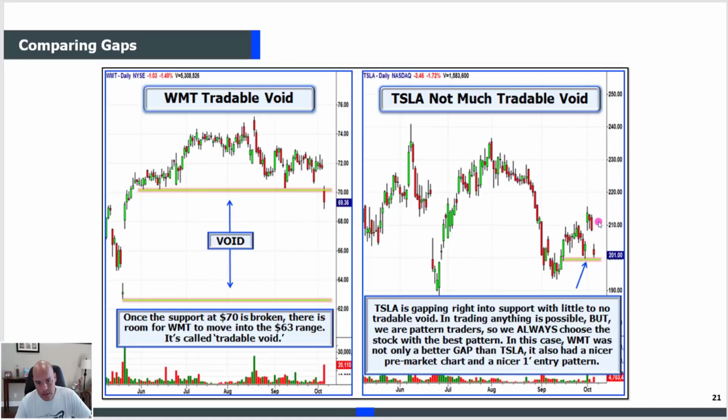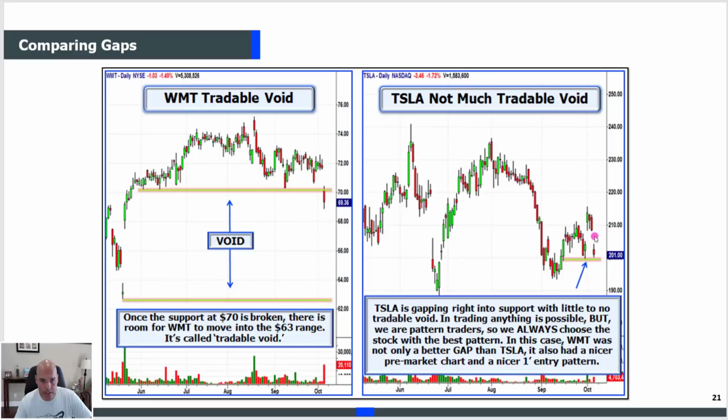Tesla, on the other hand, is third day down, technically really second day down, right? Wide bar, gaps down. Where is it gapping to? It's gapping right to 201. What is that 201? A pivot support area where buyers came in previously. I'm not going to put this on my watch list. Why? It's gapping right to where your target would be.